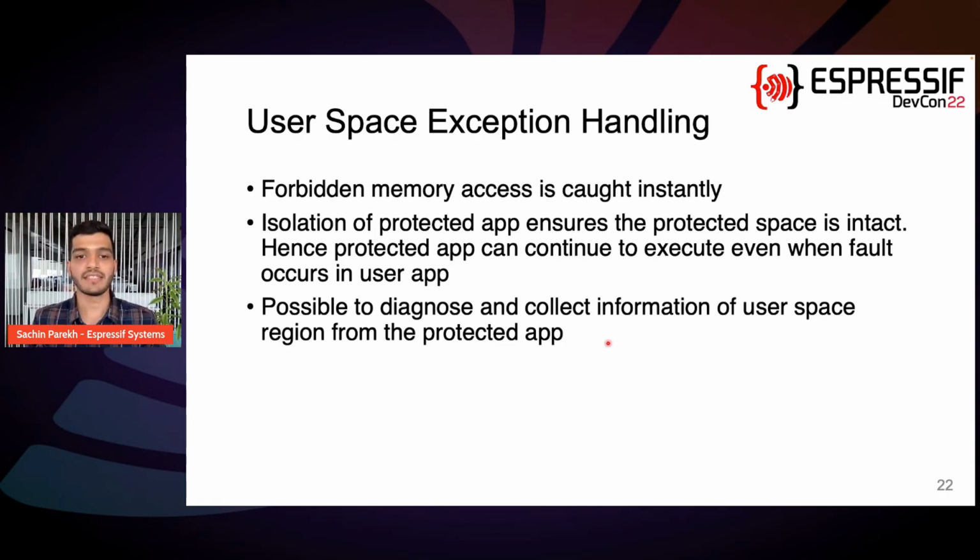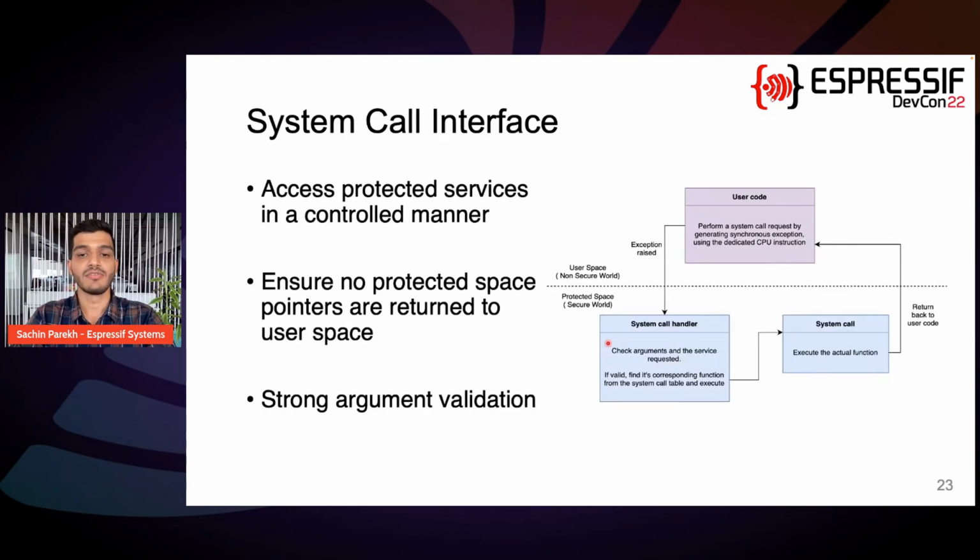So we saw an interesting demo of the user space exception handling. Now let's go further into the technical details. Now there can be a requirement where the user application wants to access certain protected services, for example, certain OS primitives. So the user code wants to spawn a new task, or let's say wants to grab a semaphore. For that, there needs to be a way in which the user application can access those services.